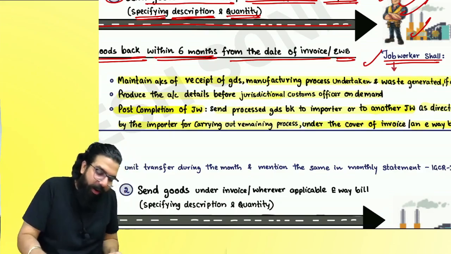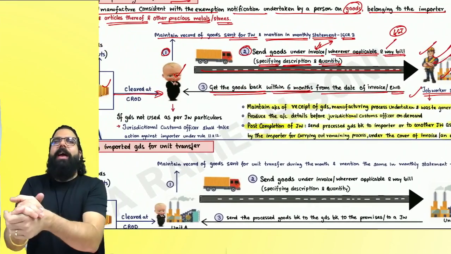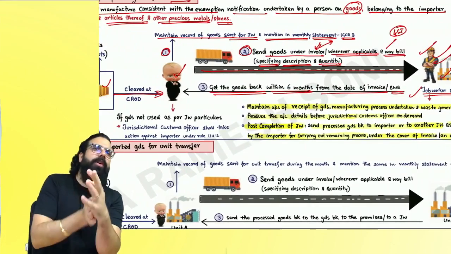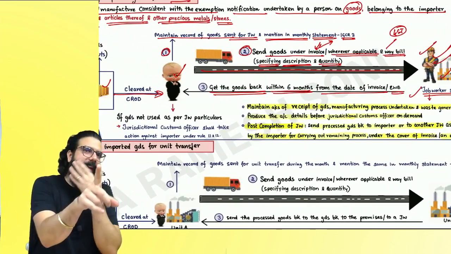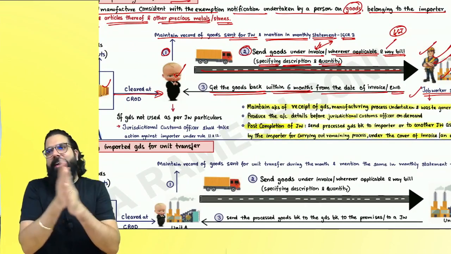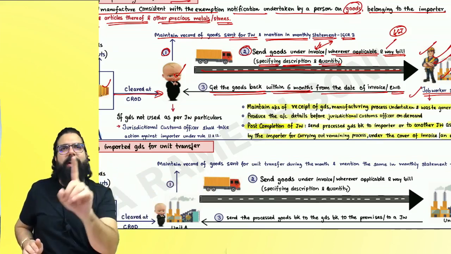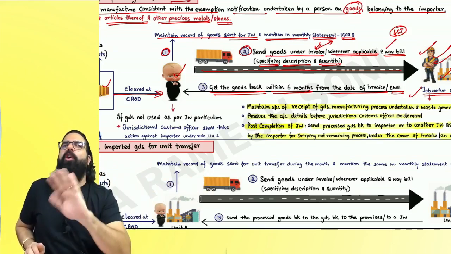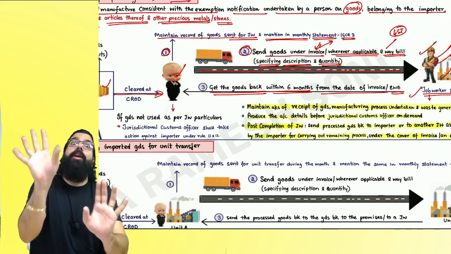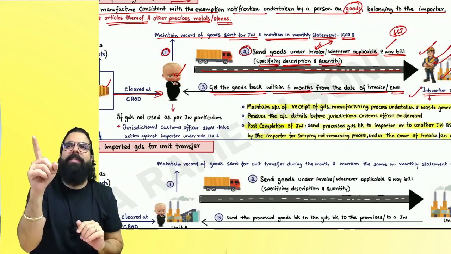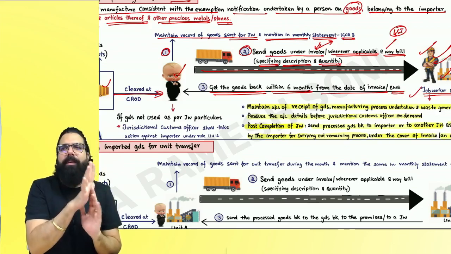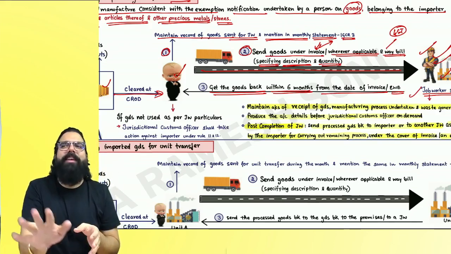Next. Everyone, number one, what is the exam question? What is the process of sending the goods for job work? First you have to maintain your records, and you should also tell about this detail in your IGCR 3. The goods will go to the job worker along with an invoice or e-way bill. Law says invoice or e-way bill, but practically you have to understand that it should be delivery challan and e-way bill. Can I go ahead? But don't mention this in your exam.